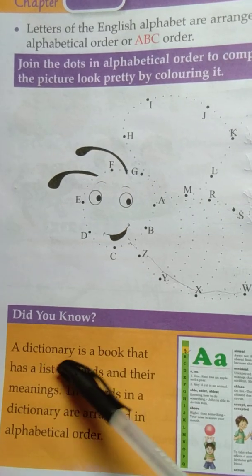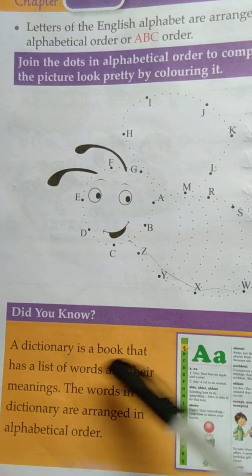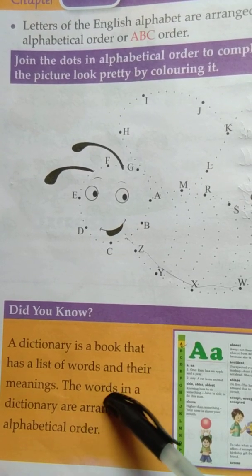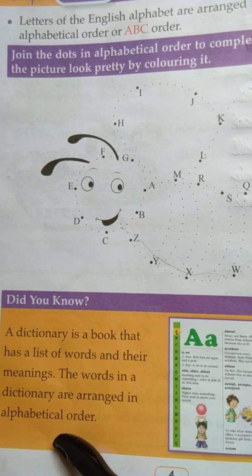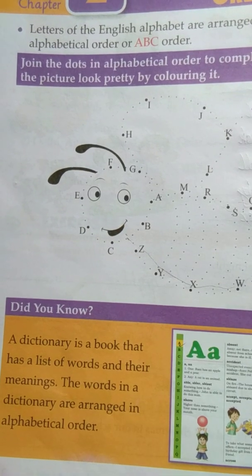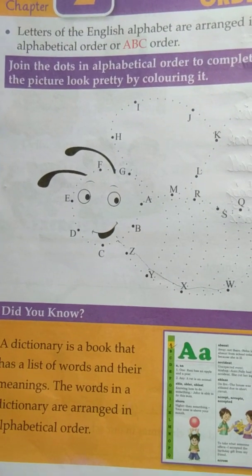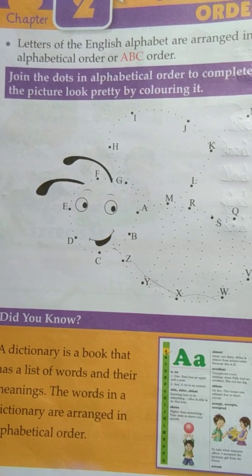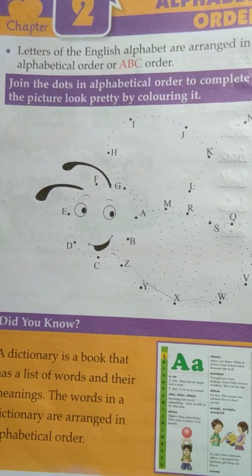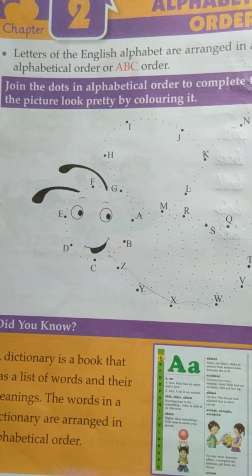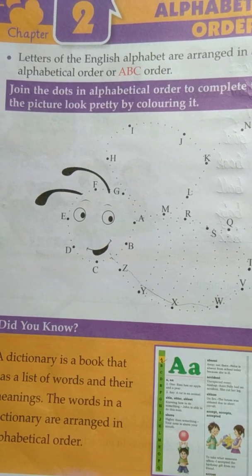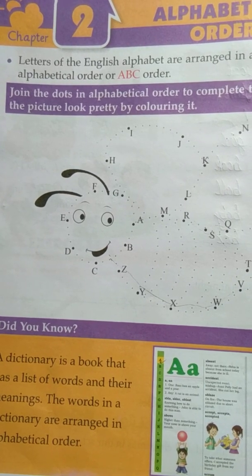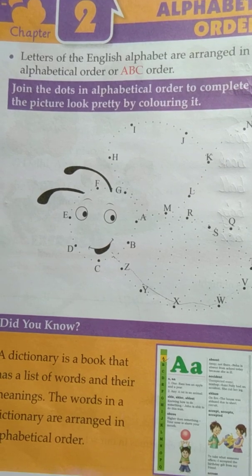Did you know a dictionary is a book that has a list of words and their meanings? The words in a dictionary are arranged in alphabetical order. So children, a dictionary has the collection of all the words with their meanings. Now a dictionary has thousands of words, isn't it? So how do we find a particular word in the dictionary? It is a thick book. It has so many words. So how do we do it at that time?